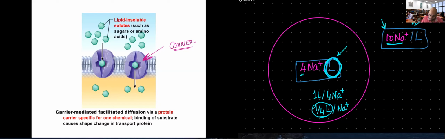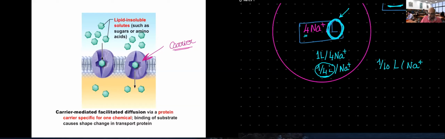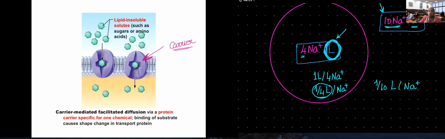All right. So how about outside? What is the concentration of water? I have 10 sodium per liter. So you have 1/10 liters of water per how many sodium? Per 1 sodium. So the concentration of water outside is 1/10 to 1 sodium. Concentration of water inside the cell is 1/4. So which one has more water, higher water concentration?